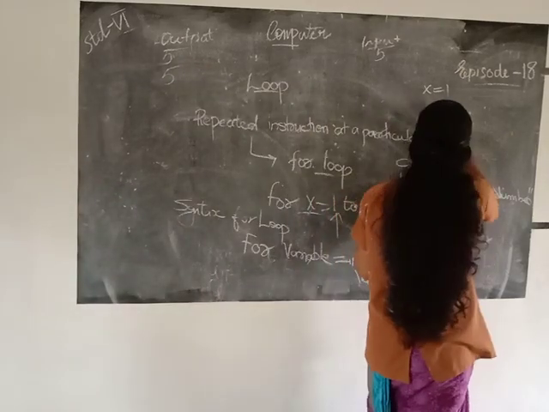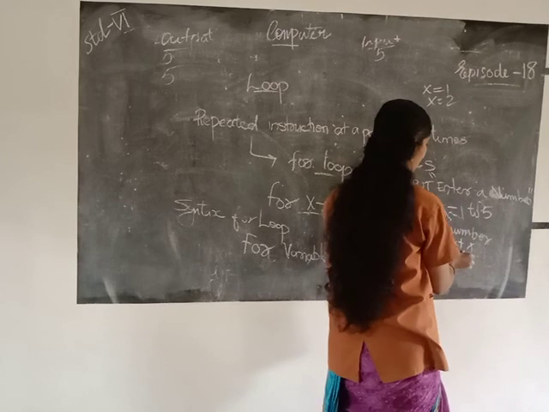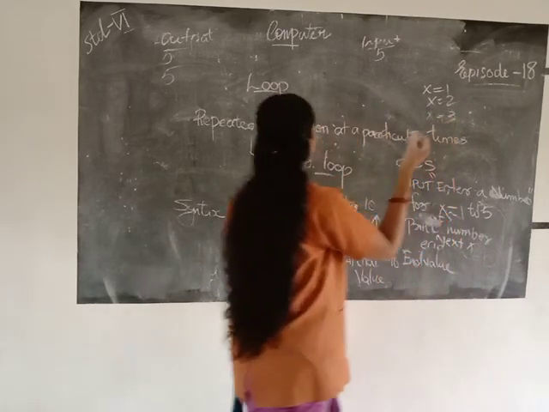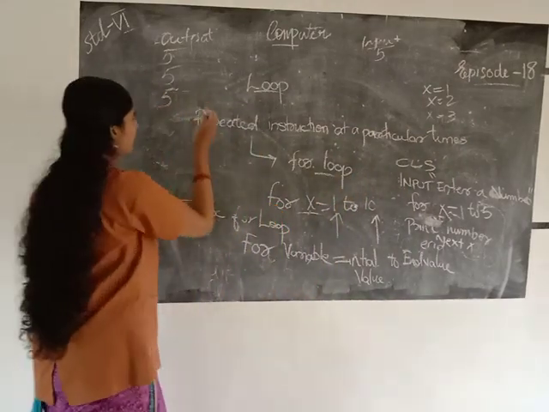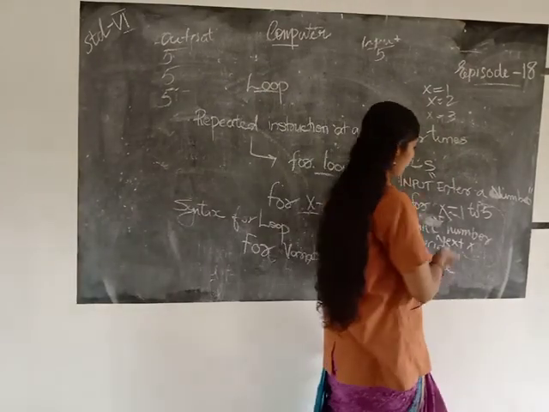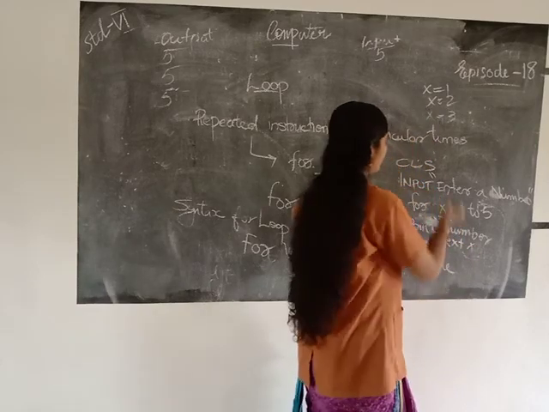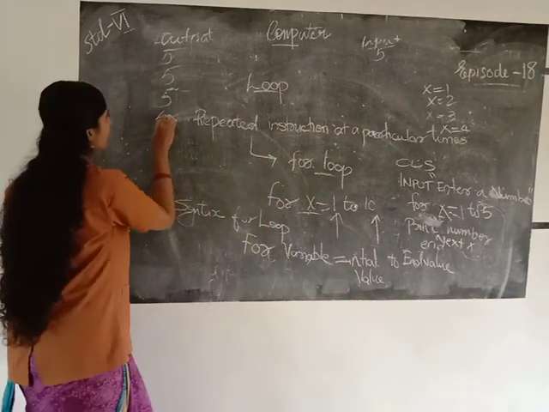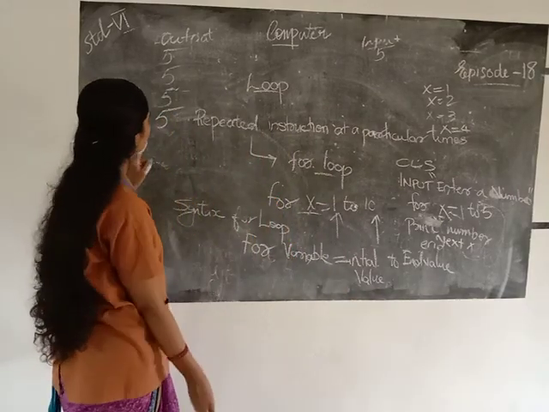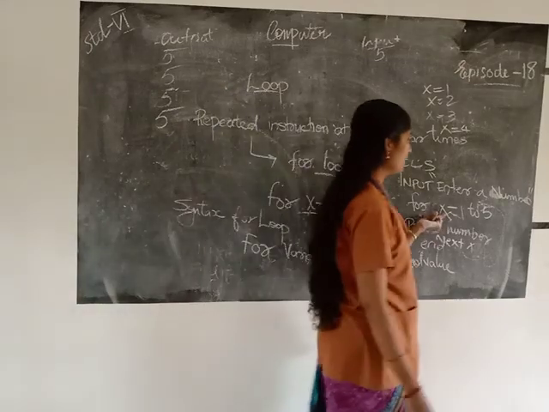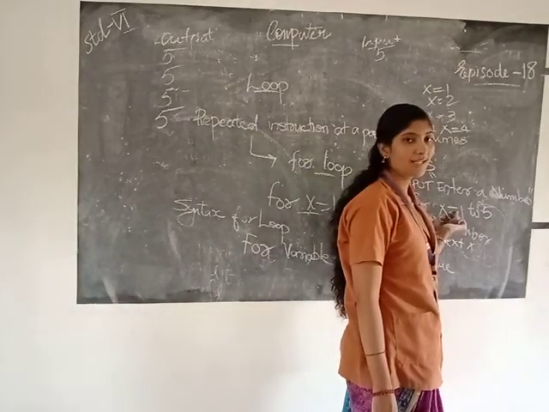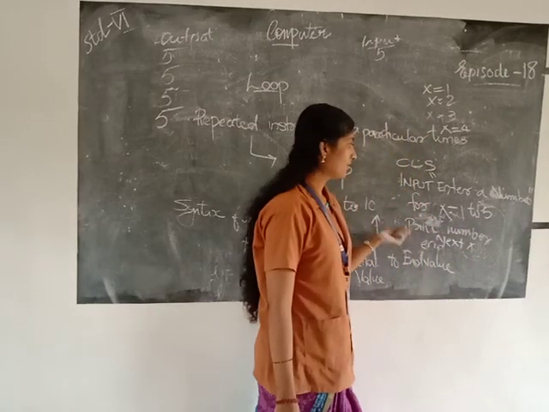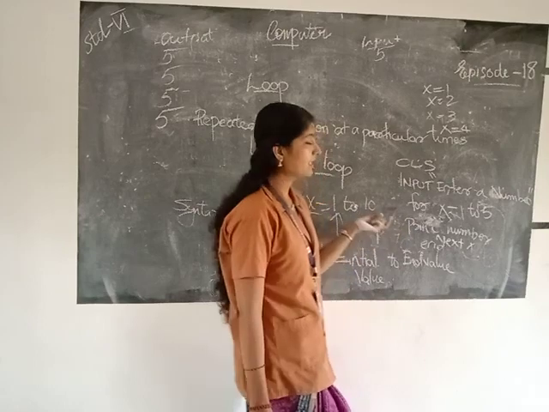Then now the x value is equal to 2. Then next, the x value is equal to 3. Before that, 5. Then next print the number. The x value is incremented to 4. Then 5. So now the value of x is the end condition value 5. So it will end the program and exit from the loop.